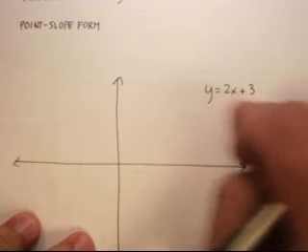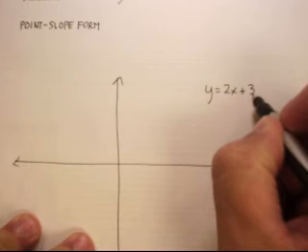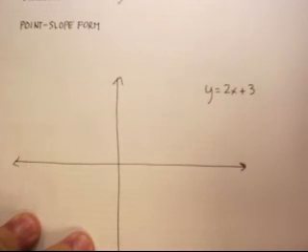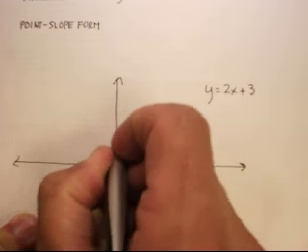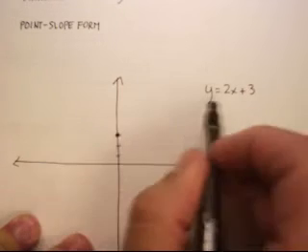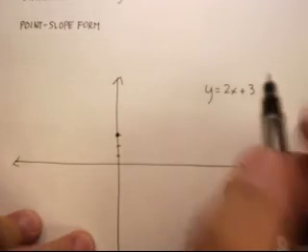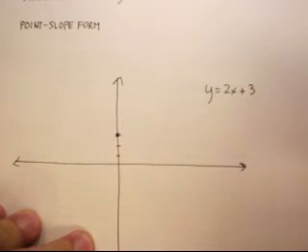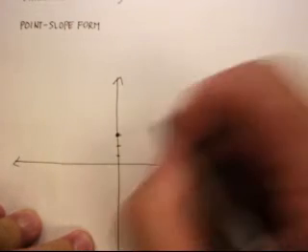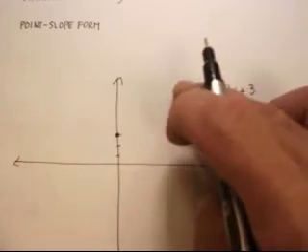Now, I said this is a slope-intercept form. I said that the 3 represents where it crosses the y-axis, or the y-intercept. So you can just go 1, 2, 3. And this line is going to go through that point. Now, what else does it do? Well, we know that the slope is a 2. Now, to understand what that means, notice it's a positive 2. So it means I'm going to be going uphill on this one.